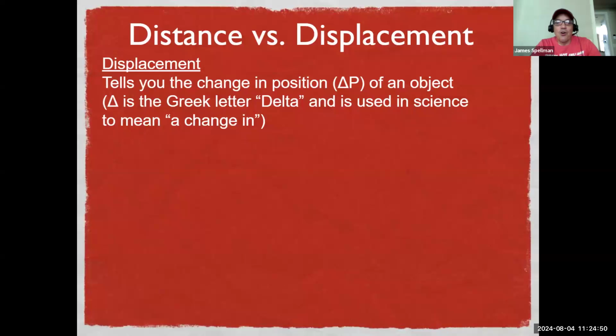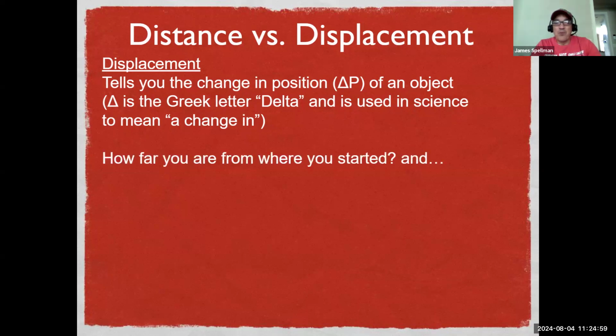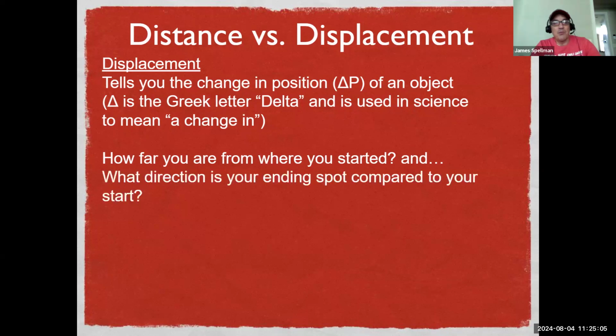And so delta always is telling us that it's a change in something. So displacement is a change in position. If you want to make this a little bit simple, it's how far you are from where you started. And then the second part of it is what direction did you end up going, if you want to compare your end point to your beginning point.